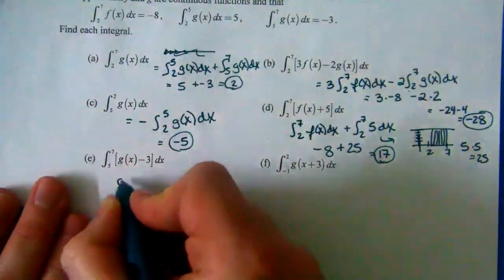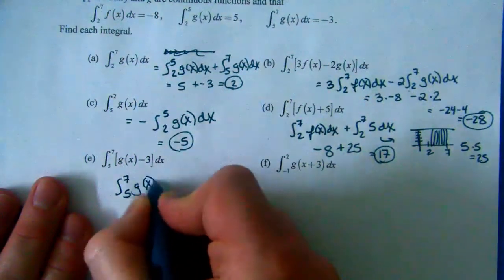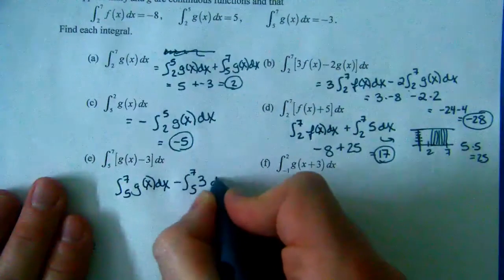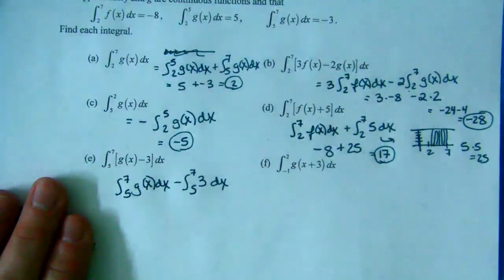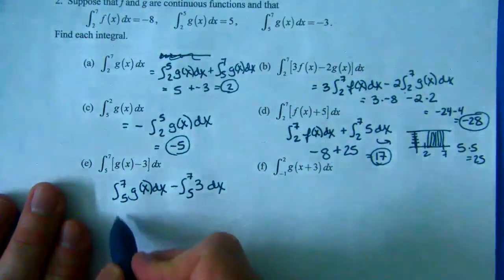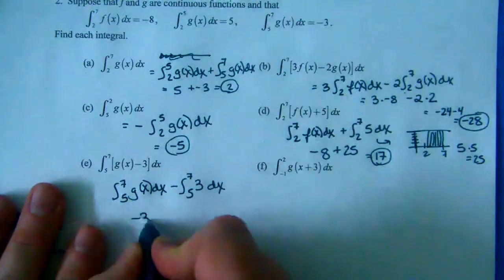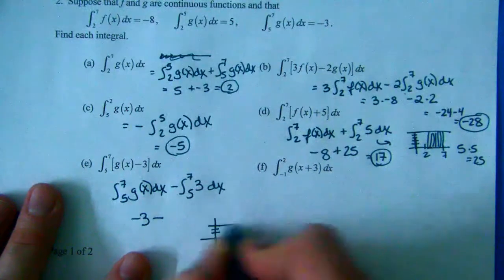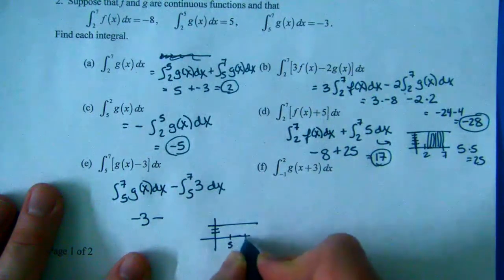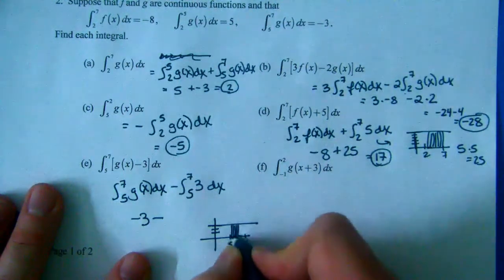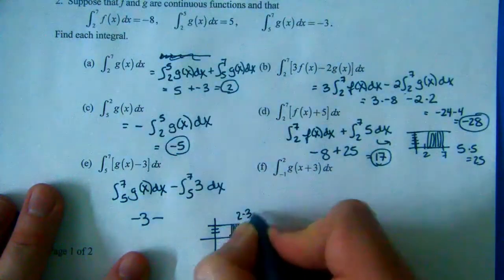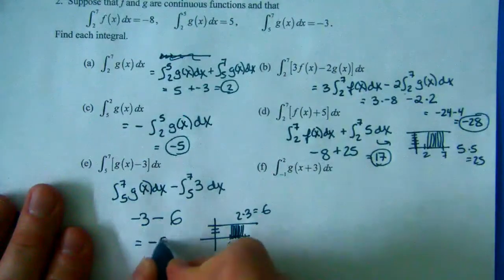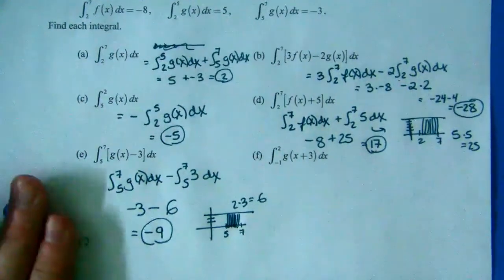This is the integral from 5 to 7 of g of x dx minus the integral from 5 to 7 of 3 dx. I'm going to get this information from over here. That's negative 3 minus... Okay, well, this is a horizontal line at a height of 3. I'm going from 5 over to 7. 2 times 3, that's 6. Negative 3 minus 6, that is negative 9.